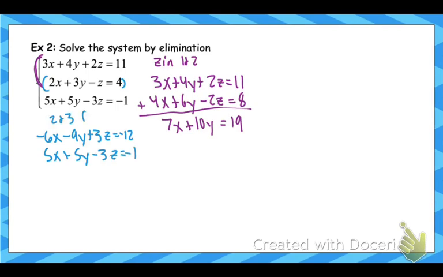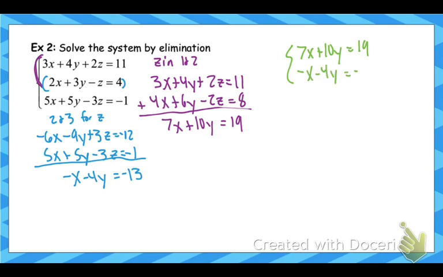And I like to write it out just because it helps keep my work a little bit more in line, makes it a little bit easier. So add those together, I get negative x minus 4y equals negative 13. So now what we're going to do, very similar to what we just did with the substitution, is take those two equations and write a new system. So my new system: 7x plus 10y equals 19, and negative x minus 4y equals negative 13.